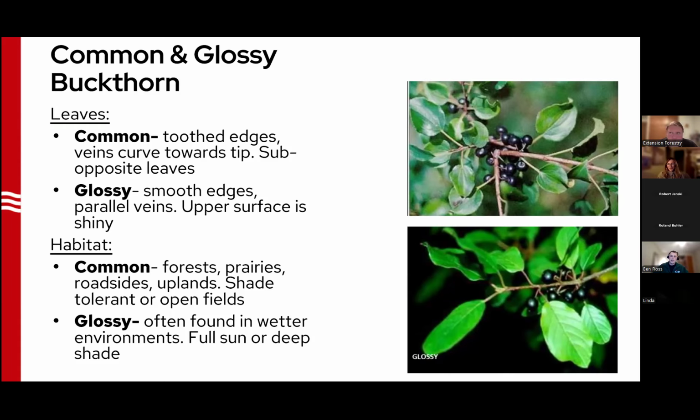One thing with common buckthorn is the veins in the leaves will a lot of times go all the way up to the tip of the leaf, so that's a good way to identify it. Glossy buckthorn a lot of times has more prominent veins that go outward, more to the side, and the leaf is maybe a little more elongated. Glossy buckthorn is sometimes found in wetter areas, but this stuff grows everywhere, it seems like, unless it's underwater.